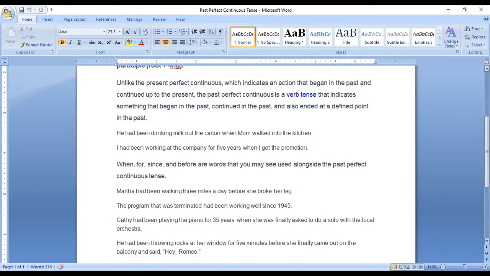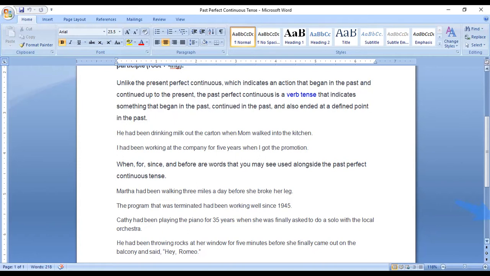She had been practicing dance until she got married. When she got married, she stopped dance practice. We can say another example. He had been searching for a job when he got selected for the job of software engineer. So in this way, two actions: one action stopped there, another action continued for a long period.